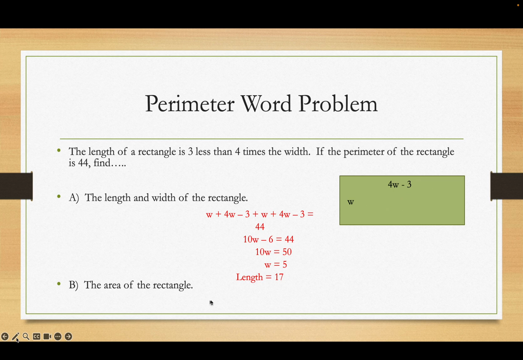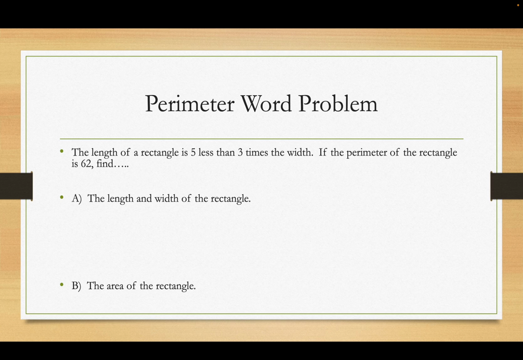What's the area of the rectangle? 5 times 17, right? Length times width. 5 times 17 is 85. Okay, you give it a shot. Again.